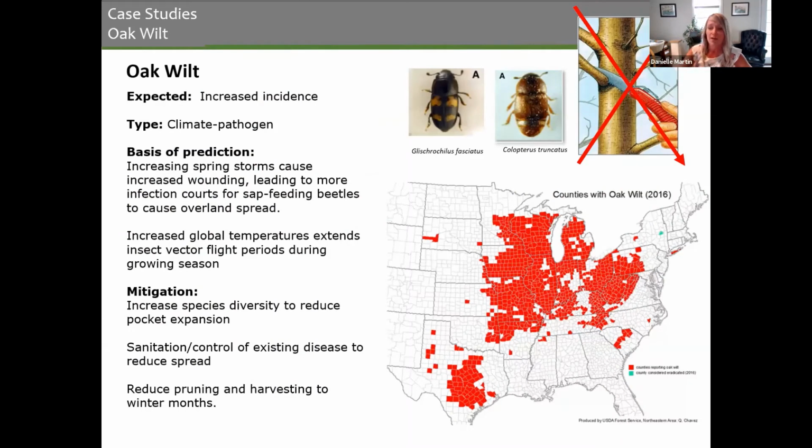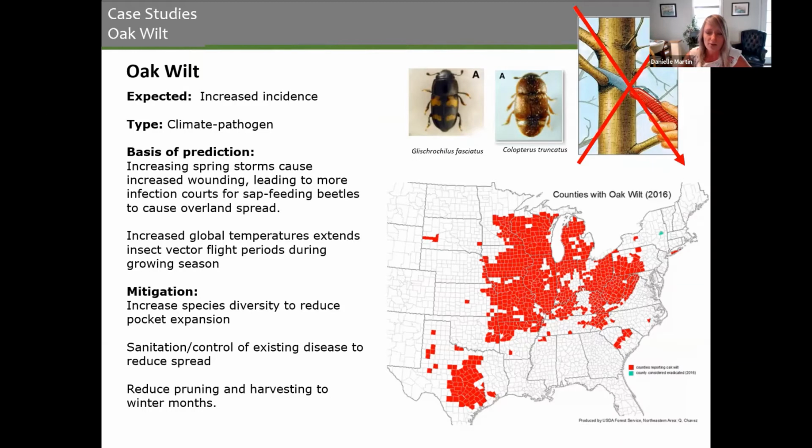Climate change and global warming are expected to cause an increase in the transmission of oak wilt due to increased overland spread of these insect vectors. What can you do? One critical thing that can be done to reduce spread of oak wilt is to limit pruning and harvesting to winter months to reduce wound formation.